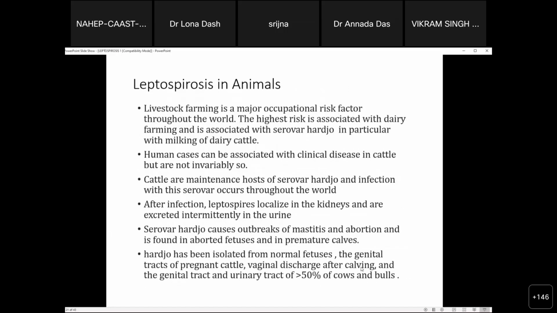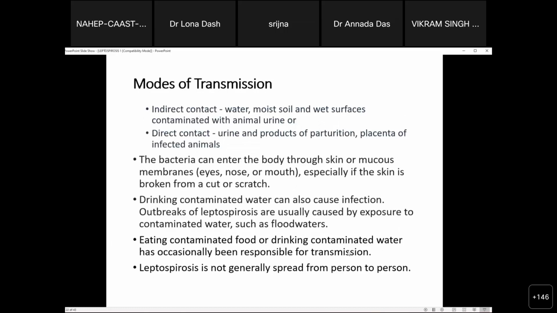Livestock farming is a major occupational risk factor for the world, dairy farming being one of the most important in this category. Besides the urine, the genital tracts of the cattle, the vaginal discharge, and the placenta after pregnancy are all also known to harbor the organisms.